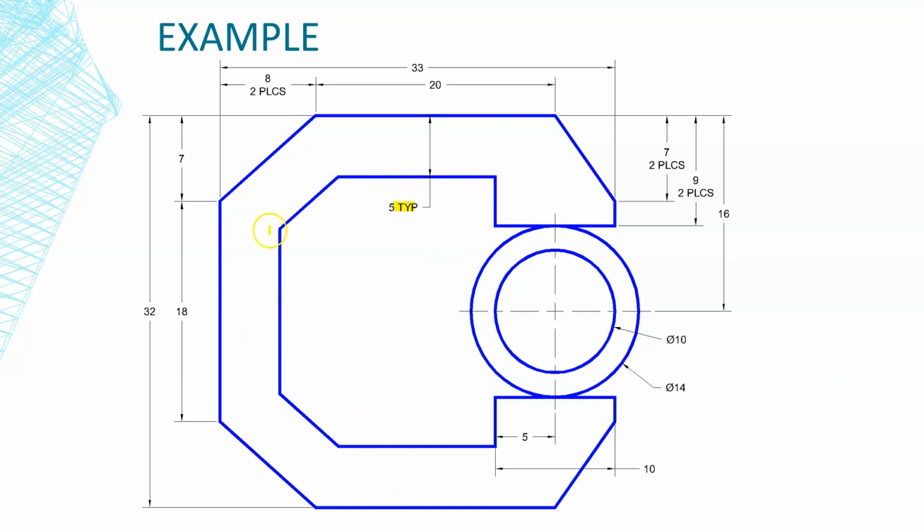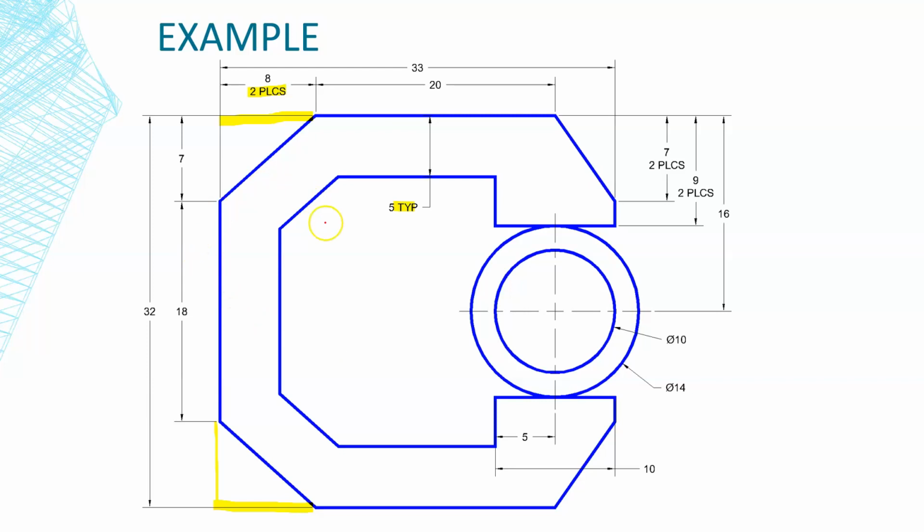So instead of putting a million dimensions on here, typically what drafters or designers will do is label it as typical. The other notion is that if you have a count of something, in this case two places, that means that this is occurring here and also here. So that's where that dimension is coming from. It's showing me that it's also 8 here. Once again, it's done this way just to simplify the drawing and make it look really clean.